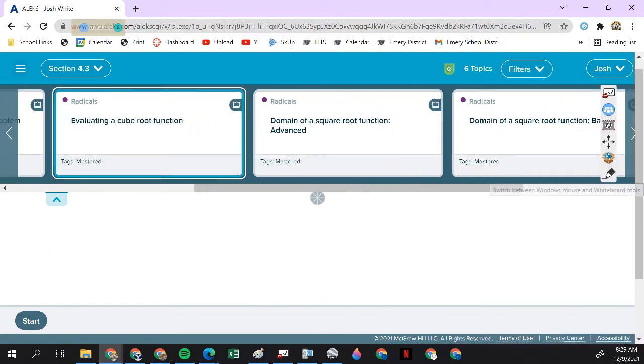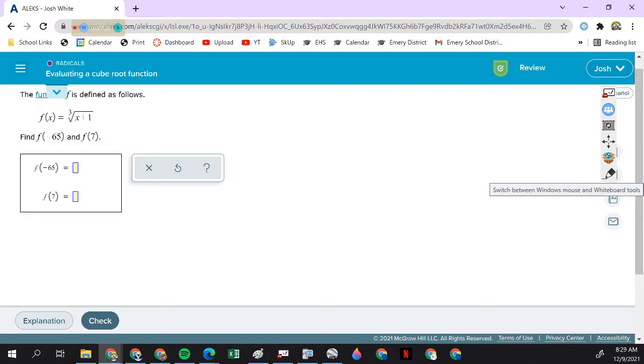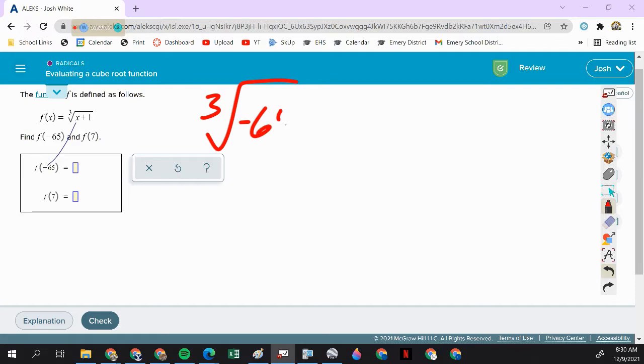Okay. What does it mean to take the cubed root? You need 3 copies instead of 2 copies. So let's plug in negative 65. I get the cubed root of negative 65 plus 1, which is the cubed root of negative 64. Is that not possible? No. You can do the cubed root of a negative. You cannot take the square root of a negative and get a real number, but a cubed root you can.